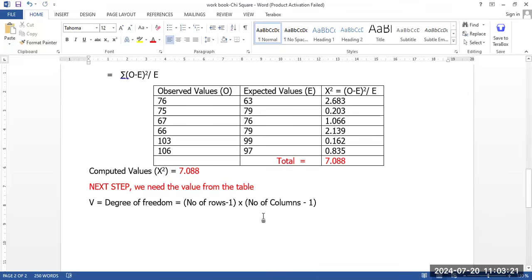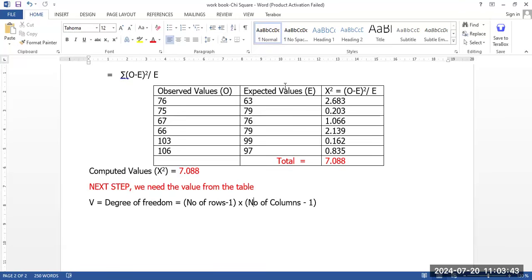Number of rows minus 1 times number of columns minus 1. Where are you getting number of rows? From your observed data. How many rows do you have? Then how many columns do you have based on your observed data in the question?